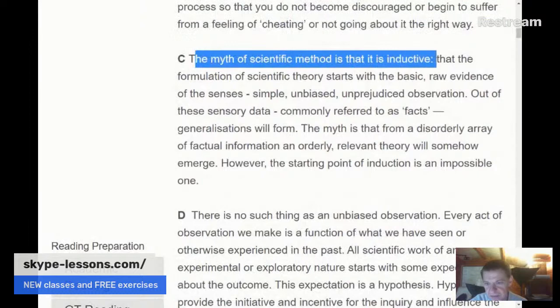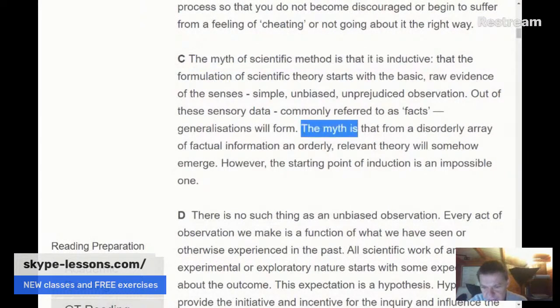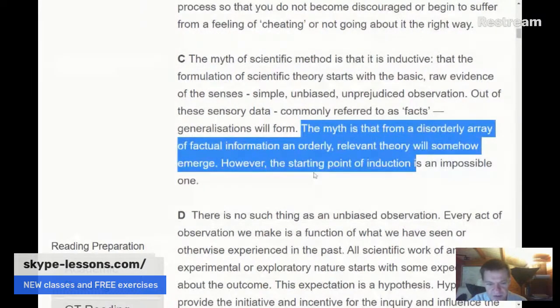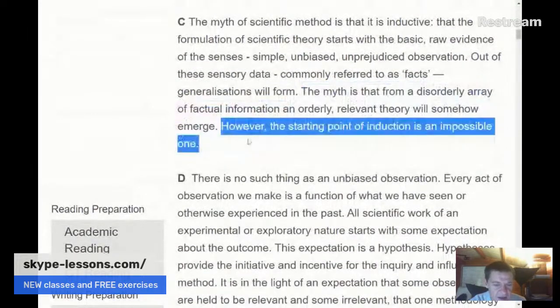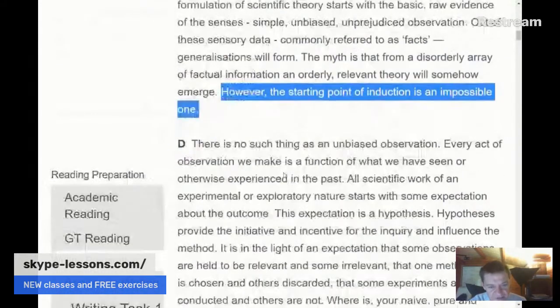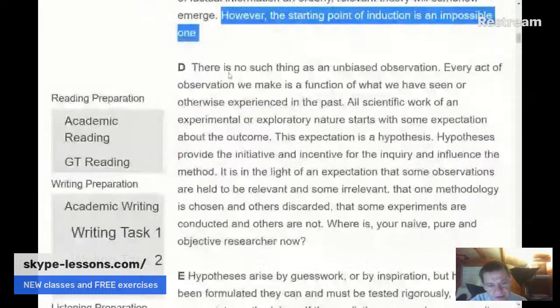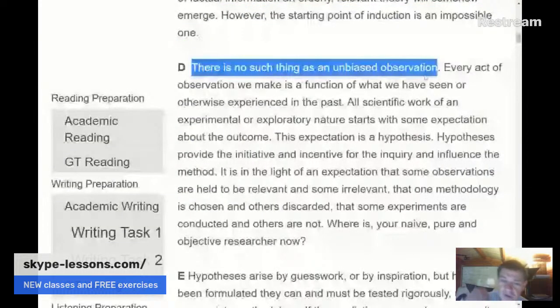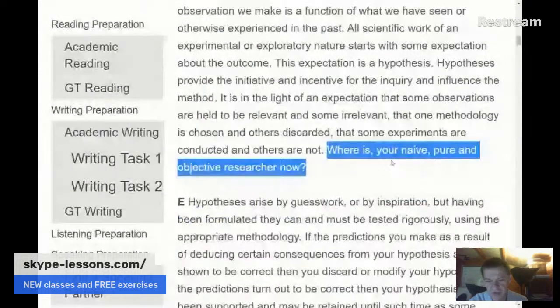So the myth of the scientific method is that it is inductive. That's a statement. That's not advice. The myth is that from a disorderly array, blah, blah, blah, an orderly theory will emerge. That's not advice. He's just making points, isn't he? I can't see any advice in C on a speed read. There is no such thing as an unbiased observation. He's not talking to you, notice. He's not giving you advice. Really, he's got to talk to you if he's going to give you advice. And you can see that this is a rhetorical question. It's not advice. Notice I'm trying to focus on the first bit and the last bit.